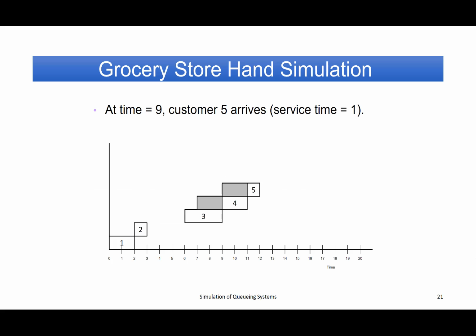At time 9, customer number 5 arrives. Similar to the previous customer, they arrived right when the fourth customer was being served. So they had to wait until customer number 4 was completed. So while they were there at time 9, they could not begin until time 11.